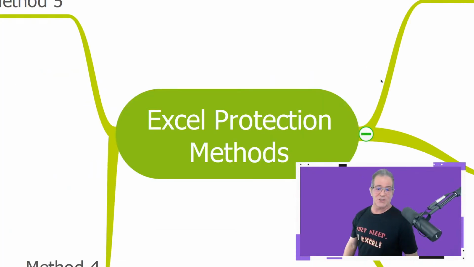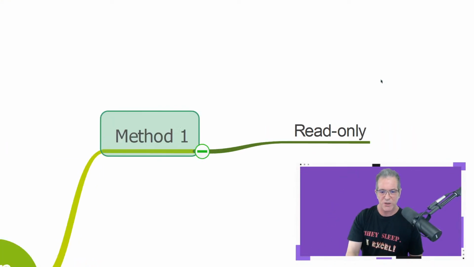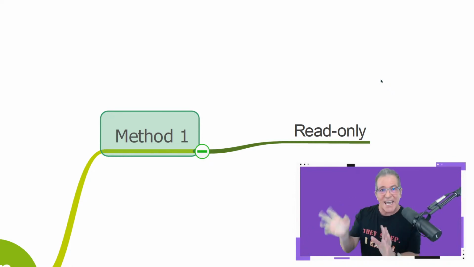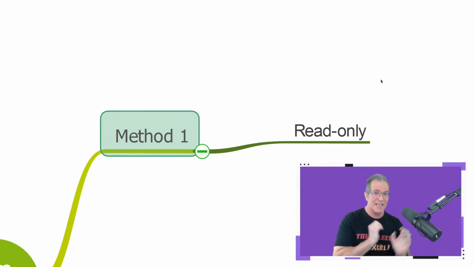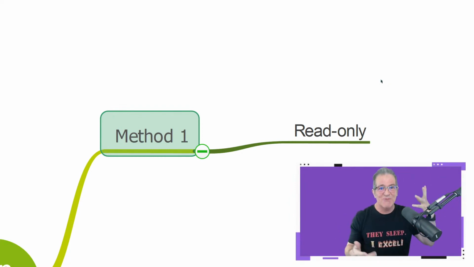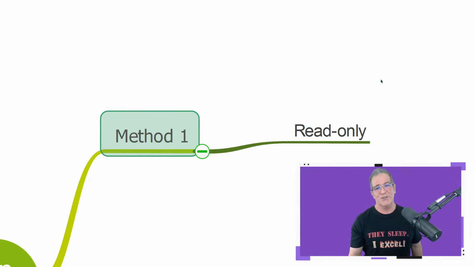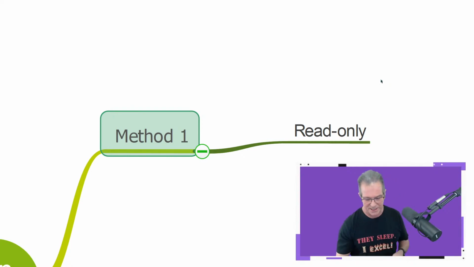We're going to talk about Excel protection methods. Method 1, we're going to make our workbook read only. Read only means exactly what it means. You can read it only. You can't edit it. The moment that you try to make some changes in it, it won't let you. You may be able to type in it, make changes, but when you go to save those changes, you can't save them. Excel is going to say, hey, this workbook is read only. If you want to save it, you have to save it with a different name. That way we don't overwrite the data.